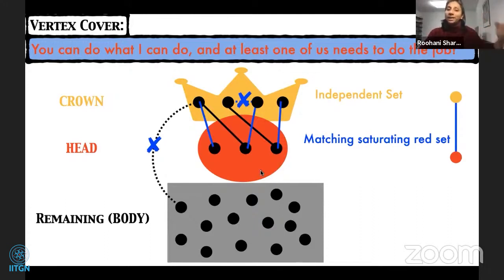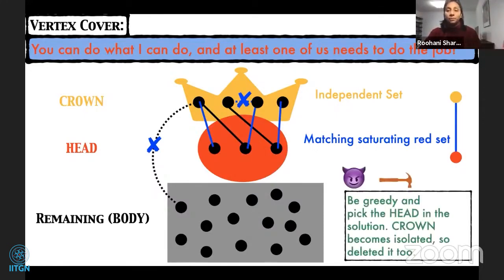We delete them. Once we delete them, the vertices of the crown become isolated vertices, because the only edges incident to them were with vertices of red, but we've already removed the vertices of red. So once we choose that the vertices of red go to the solution, yellow becomes isolated, and then we delete those vertices and we get a reduction rule. So if we have such a structure, we can design a reduction rule by picking the head into the solution, and then because the crown becomes an isolated set, we delete it too. This rule is the one that we're going to use for our vertex cover problem today.